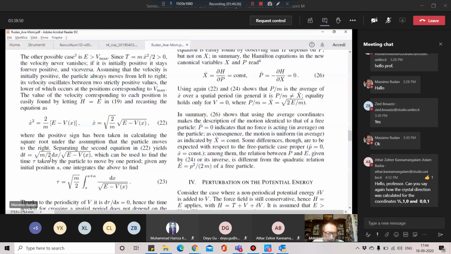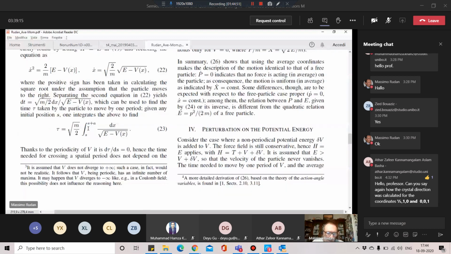Then we have the square root, that is a constant, and then we integrate over the period. When we integrate over the period, we must select, sorry, an initial position for the integral, call it S. S is some arbitrary initial position. And of course, since we are integrating over a period, the other extremum of the integral will be S plus a, the period, okay?